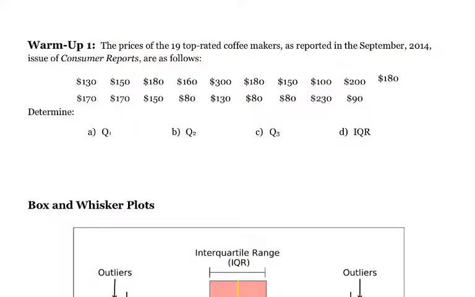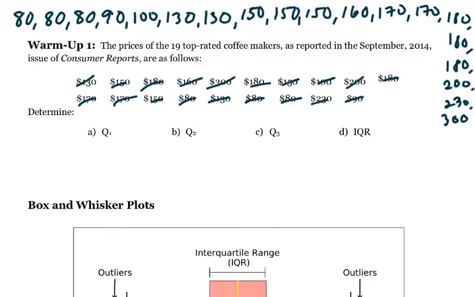We have the prices of the 19 top-rated coffee makers as reported in the September 2014 issue of Consumer Reports. The first thing we want to do is take these prices and list them in order from least to greatest. I suggest you do this on your own. I'm going to pause and do it so I don't make you watch. I obviously ran out of space, so they continued all along the side. We have 19 top-rated coffee makers, so there should be 19 values listed in order from least to greatest. I like to cross off the items as I write them in the list so I don't double count and so that I don't miss anything.